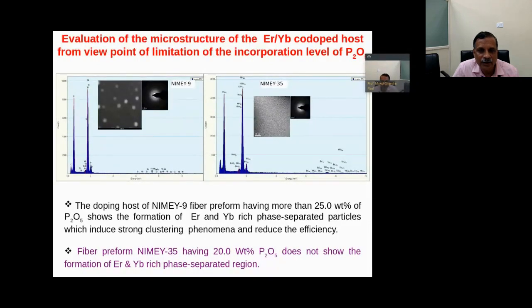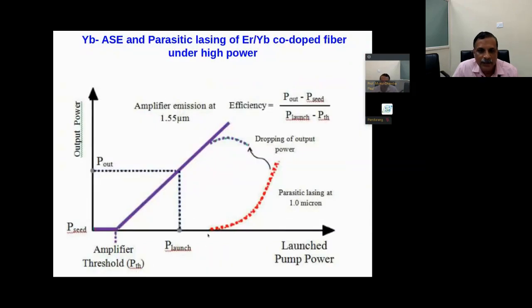Here we have seen some results where we increased the phosphorus doping to 25%, and it gives rise to phase separated glass. This phase separated glass drastically reduces the performance of the fiber and also induces the self-lasing of the ytterbium. And this is the self-lasing phenomenon. If we increase the pump, we get the emission, and after a certain pump power, ytterbium starts lasing. So it is very vital to prevent ytterbium self-lasing in the case of erbium ytterbium doped fiber.